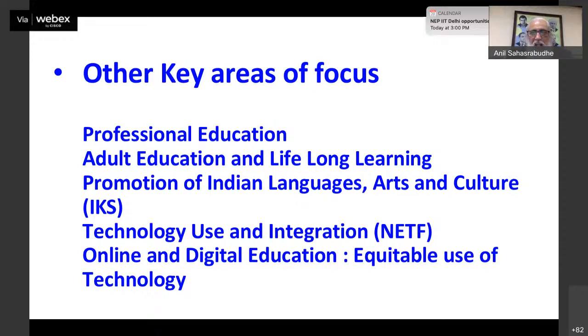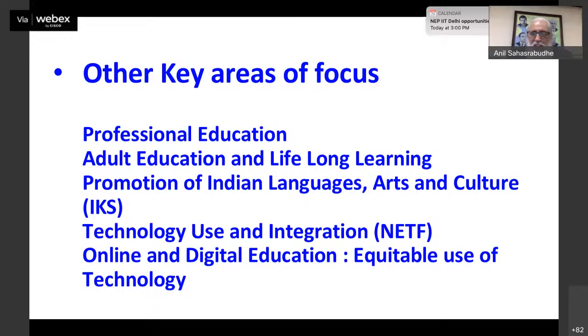The culture, the arts. We all talked about 64 kalas in our system. And these are all a variety of skills, from employable skills to artistic skills. How promoting them is so important in a vibrant society, and culture is what is to be taken care of by this promotion of Indian language, arts and culture. I will come back to Indian languages a little while later in technical education.